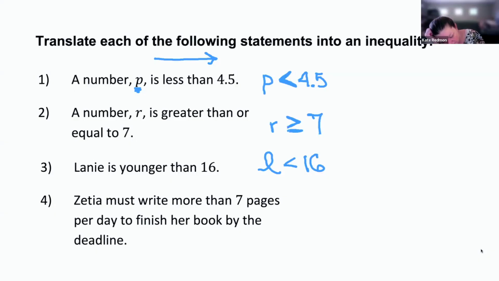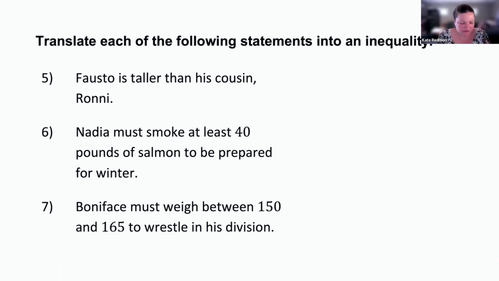Number 4, Zetia must write more than 7 pages per day to finish her book by the deadline. Oh man, Zetia, do I feel ya? Okay, let's see. She's got to write more than 7 pages. Okay, so the number of pages that Zetia writes has got to be more than 7 pages per day to finish her book by the deadline. Wonderful.